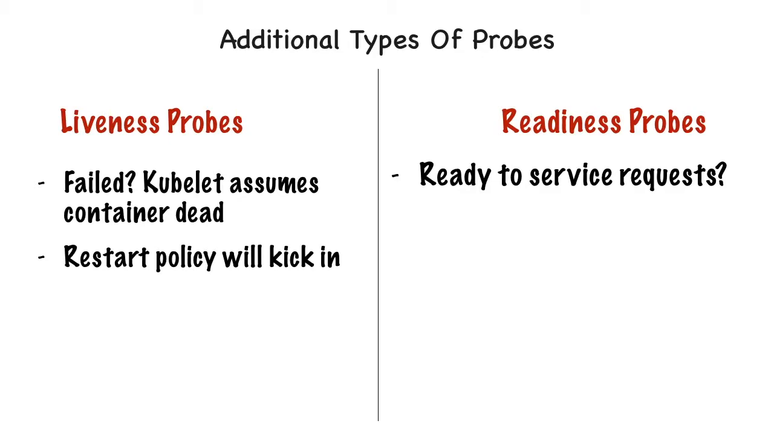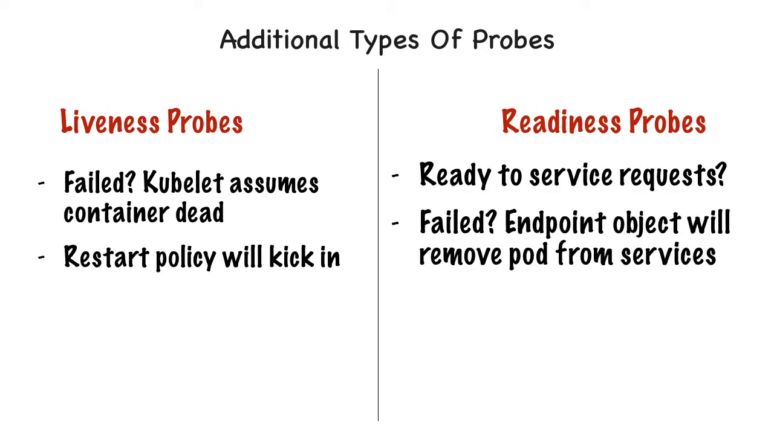Readiness probes indicate whether containers are ready to service requests. If the readiness probe fails, then the endpoints controller will remove the pod's IP address from the endpoints of all services which match the pod. More on this when we talk about services. The default state of readiness, by the way, is set to failure.